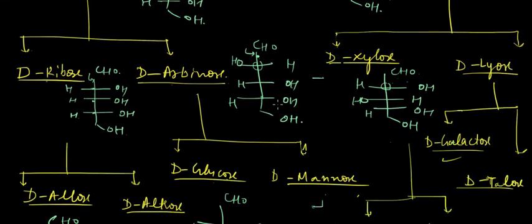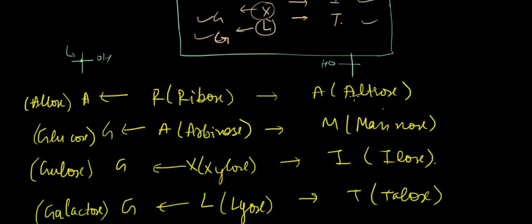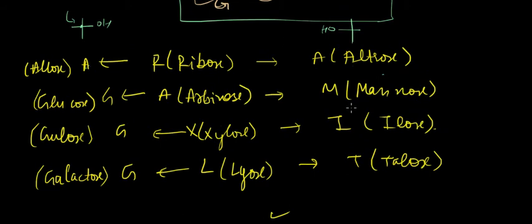Similarly, all the structures follow the same convention of adding the OH group either on the right hand side or on the left hand side. Ribose would be categorized into allose and altrose. Similarly, arabinose will be categorized into glucose and mannose. Xylose will be categorized into gulose and idose, and lyxose will be categorized into galactose and talose.